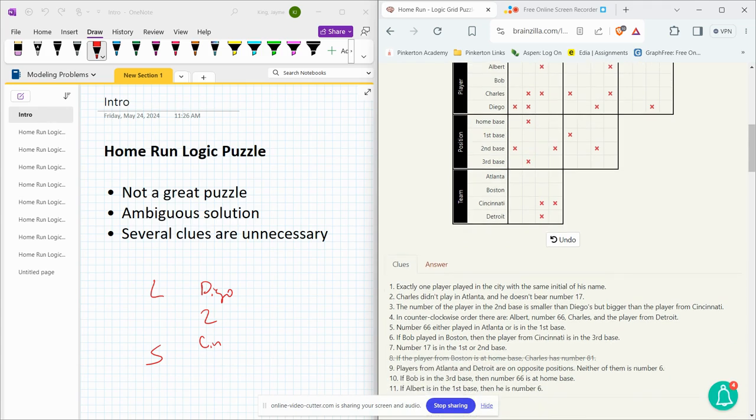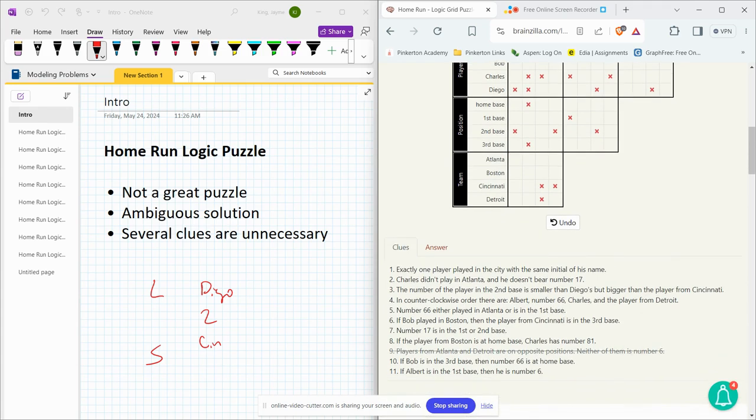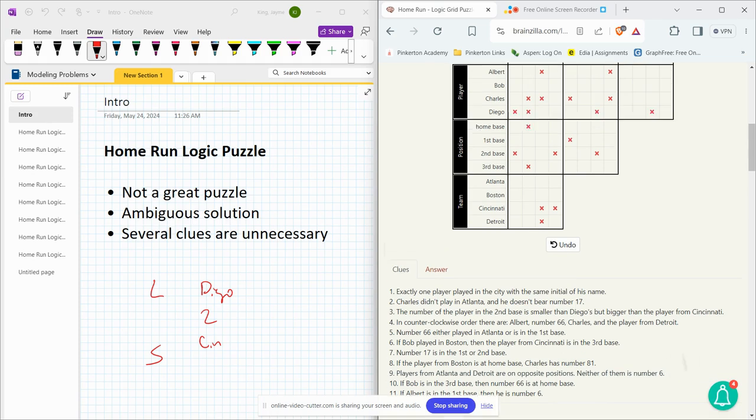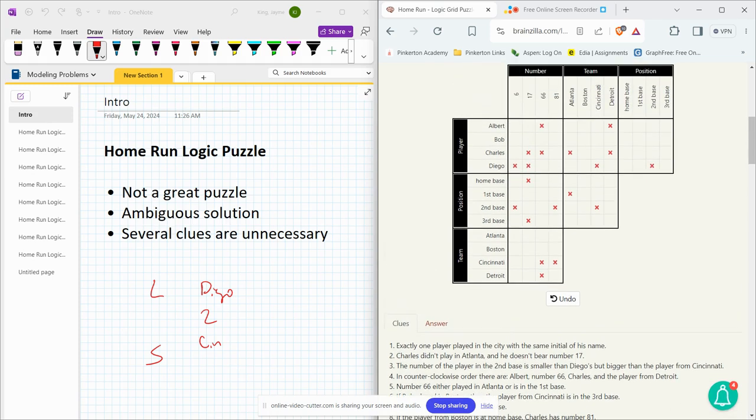If Boston is at home, again, the if-then statements for right now aren't really helping me. But Atlanta and Detroit are in opposite positions and not 6. So neither one of those is number 6, and they're in opposite positions. When you think about a baseball diamond, you've got home base, first, second, and third. So opposite positions. Right now, I know Atlanta's not on first base. So if Atlanta can't be on first, that means Detroit can't be opposite them on third, so I can also cross that one out.